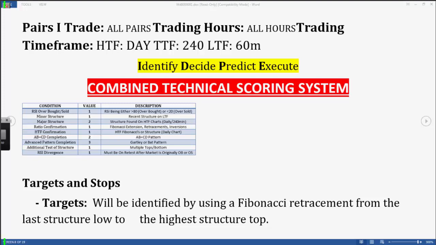Again, for me, philosophy-wise, structure is the main thing. So ratio confirmation is all good. I love Fibonacci extensions, retracements, inversions, but by themselves, I don't really care about them, to be honest with you. If I've got a cluster of Fibonacci ratios by themselves, guess what? I still can't take the trade. I need to have structure there. So I'm going to value minor structure and major structure a lot more than ratio confirmation.